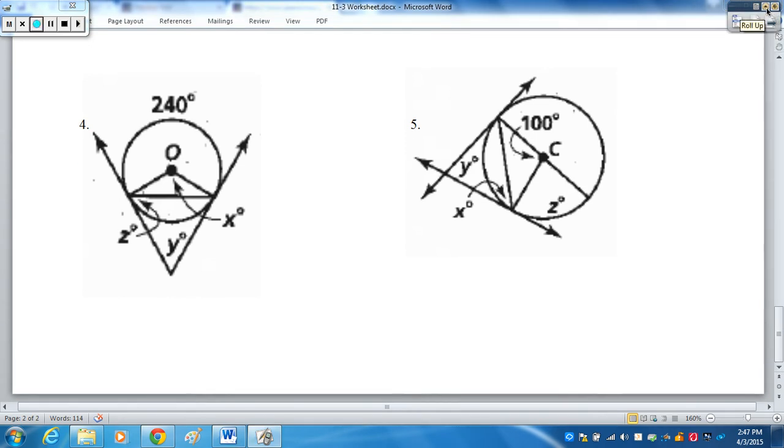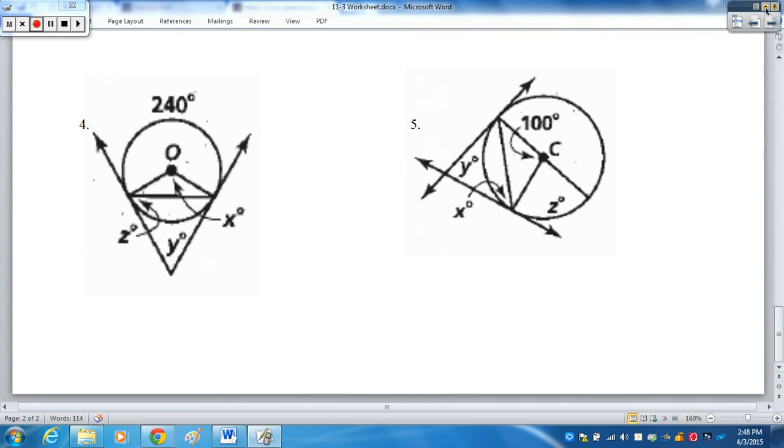Okay, so what can we do here in number 4 to figure this problem out? Well, first of all, I want to make sure you understand that y is talking about this angle right here. It is not referring to the arc measure there. So just something to clarify that. I think the first thing I would probably do is take my arc measure of 240 and subtract that from 360 to get this arc measure right here.